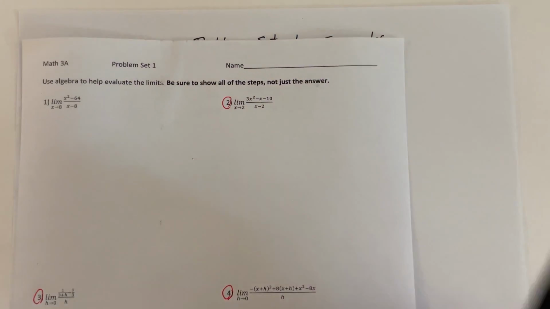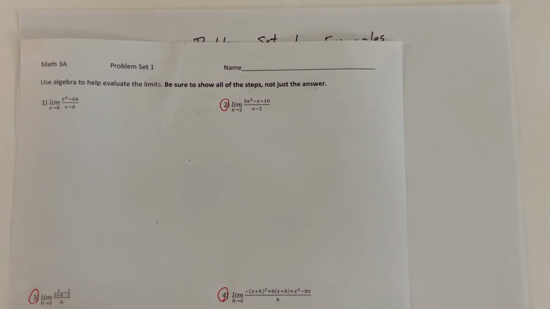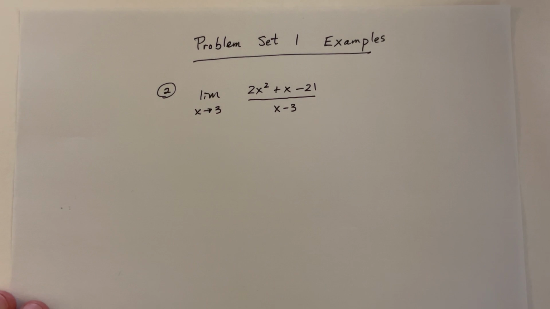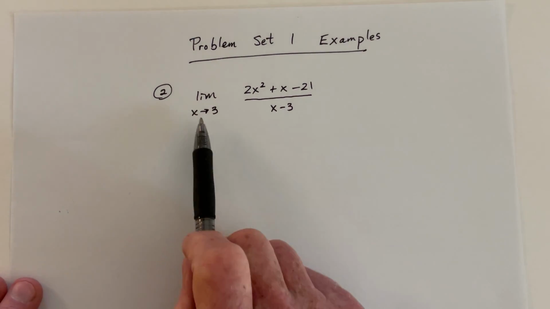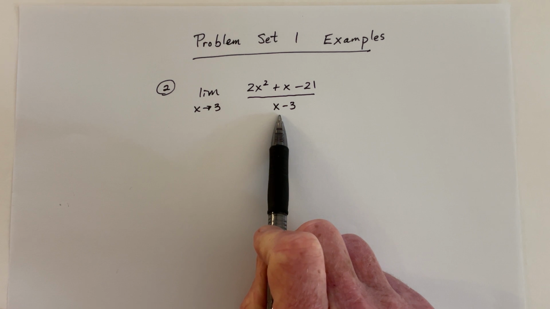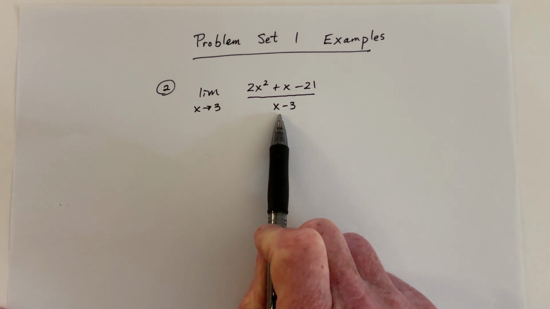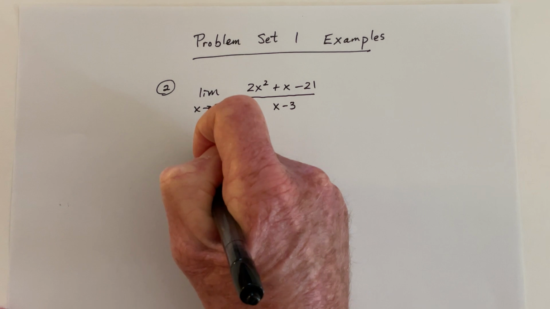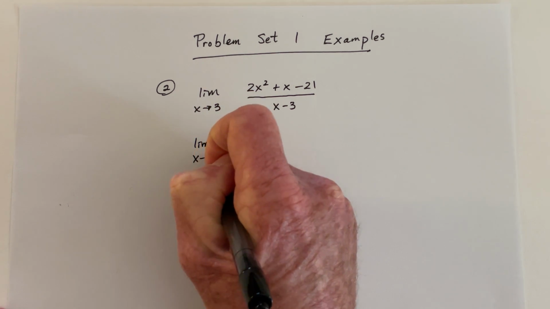So this is like number 2. It's actually like number 1 as well. And the idea is that if you take a 3 and substitute it in, this is going to cause division by 0. So that means that we need to do some algebra, and the algebra that we need to do is factor.